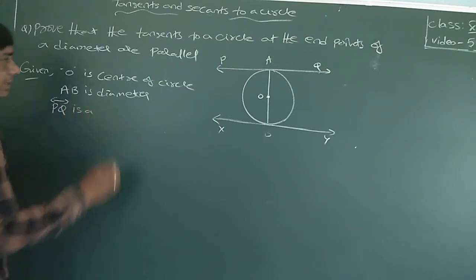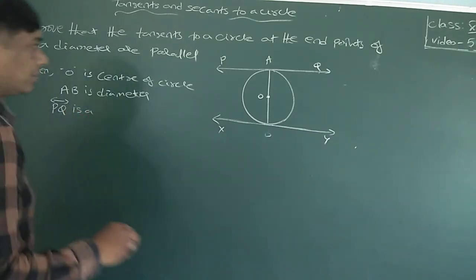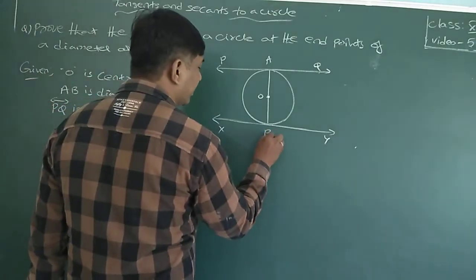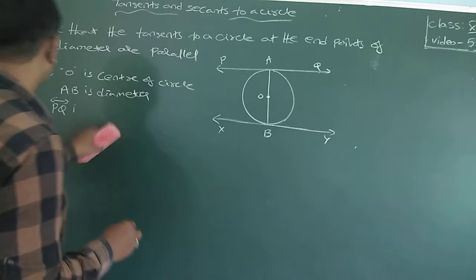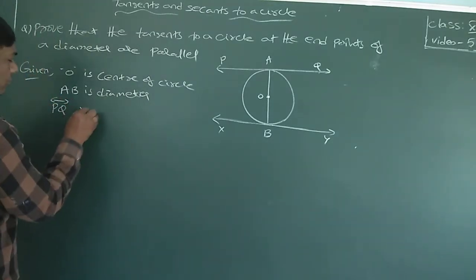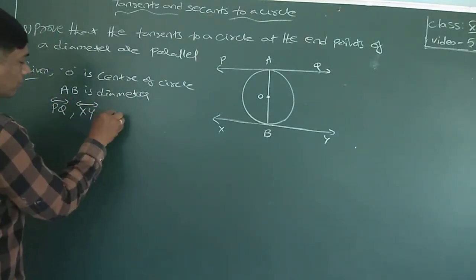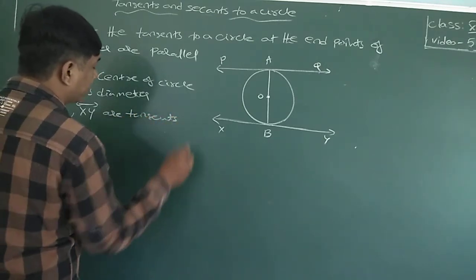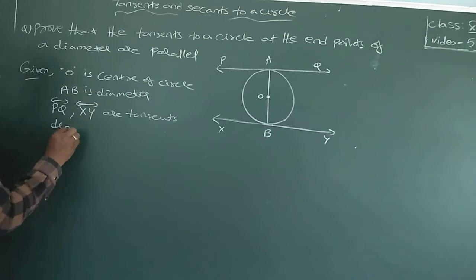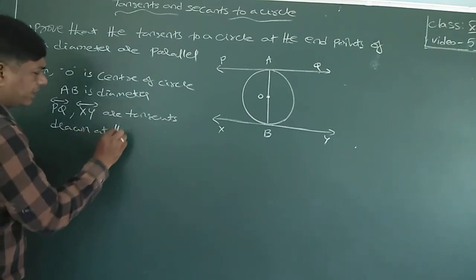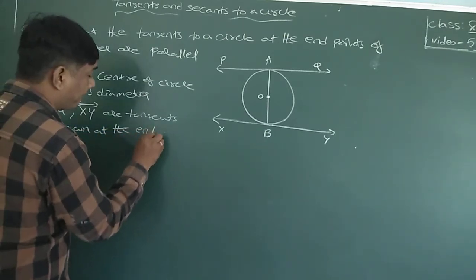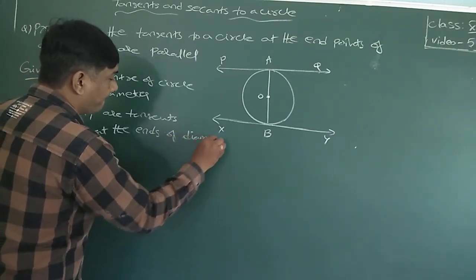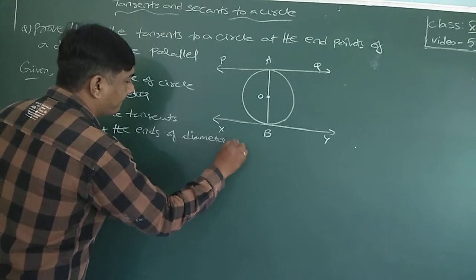is a tangent drawn through A, and XY is a tangent drawn at the ends of diameter AB.